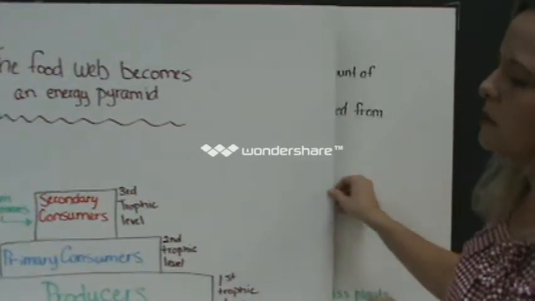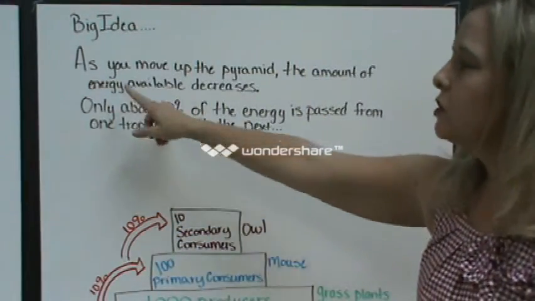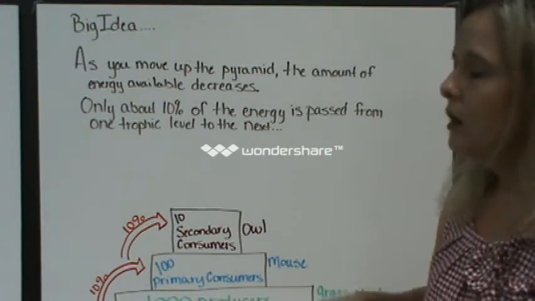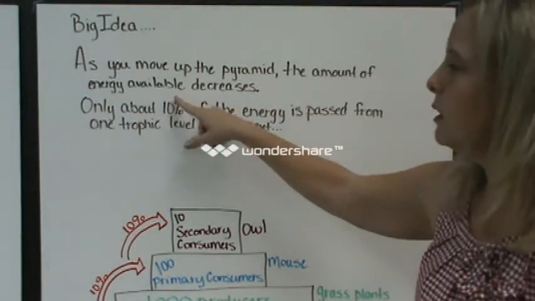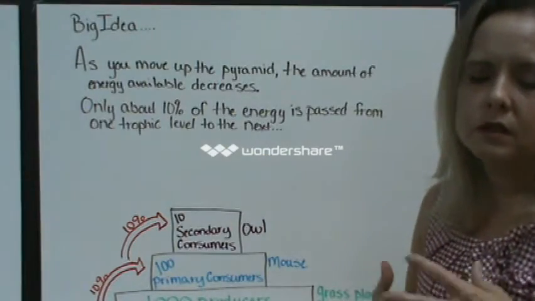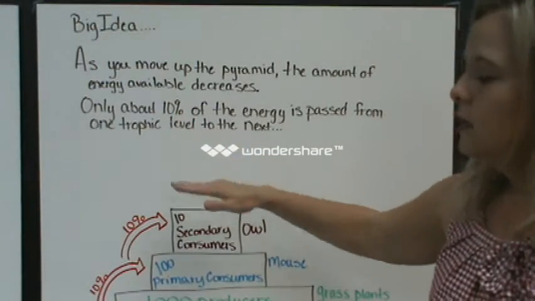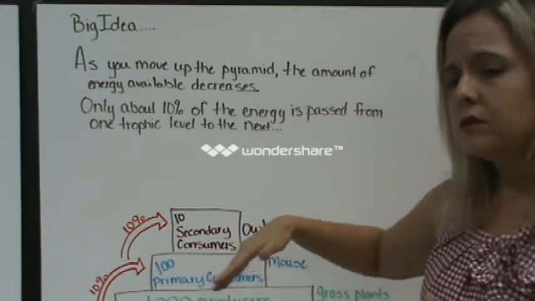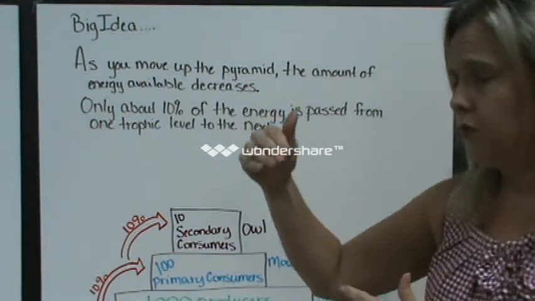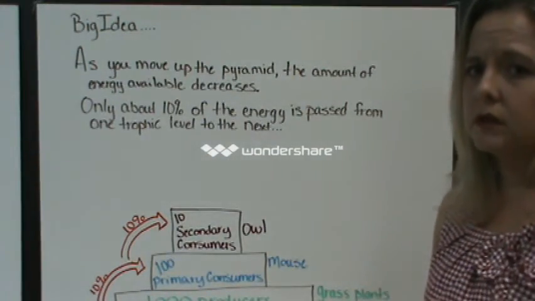So now on to the biggest idea that we're going to practice and work on in class, and here it is. As you move up the pyramid from the bottom to the top, or in this case our layer cake, the amount of available energy goes down. About 10%, and this is rough, this is not an exact number, but about 10% of the energy that was available at the first level is only available at the second level. Okay, so only about 10% is passed from each level as you move up the pyramid, from one trophic level to the next.